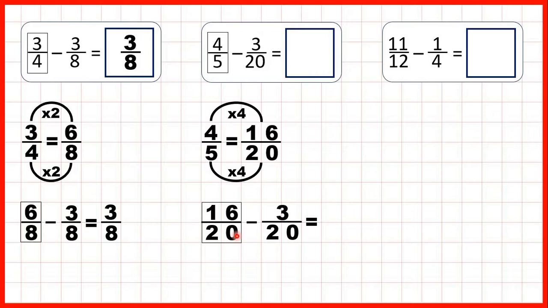So now our denominators are the same, so we keep the denominator the same in our answer, and 16 minus 3 is 13, so our answer is 13/20.